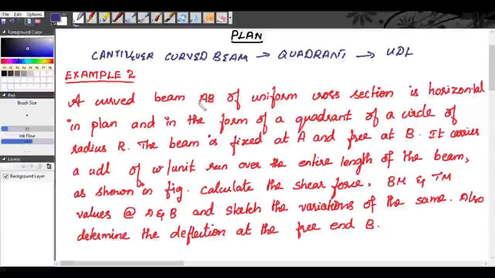So our problem is: a curved beam AB of uniform cross section is horizontal in plan and is in the form of a quadrant of a circle of radius R. The beam is fixed at A and free at B. It carries a UDL of W per unit run over the entire length of the beam as shown in the figure. Calculate the shear force, bending moment and torsional moment values at A and B and sketch the variations of the same. Also determine the deflection at the free end B. So we need to find the shear force, the bending moment, the twisting moment, their variations and the deflections.